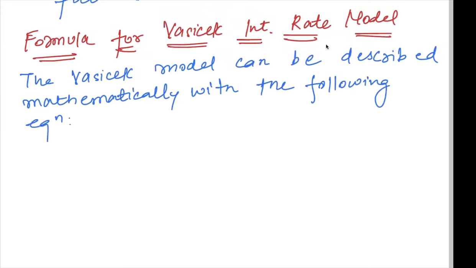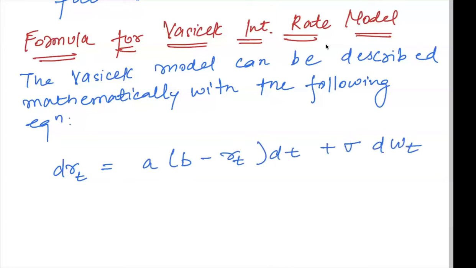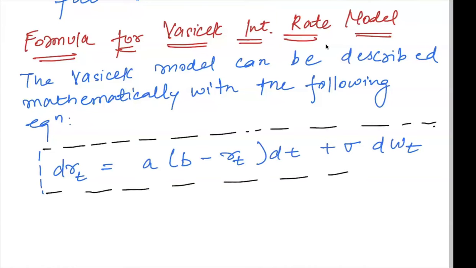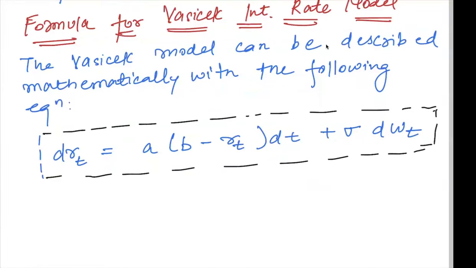So what is the equation? It's dr_t equals a times (b minus r_t) dt plus sigma dW_t. This is the equation for the Vasicek interest rate model. Now let me tell you what each and every component here is. So let's go one by one.